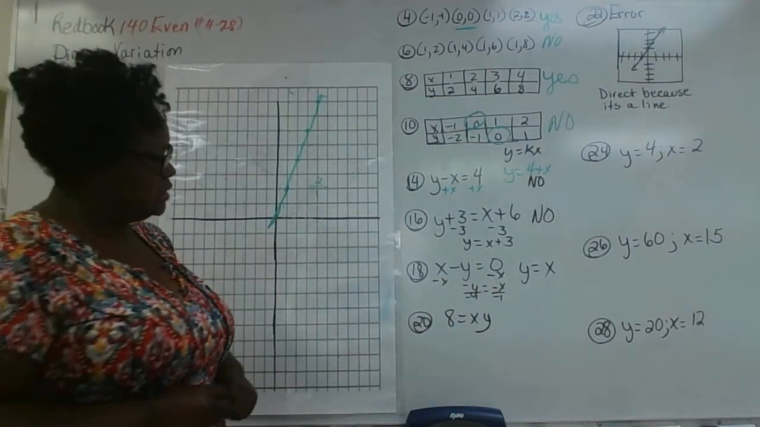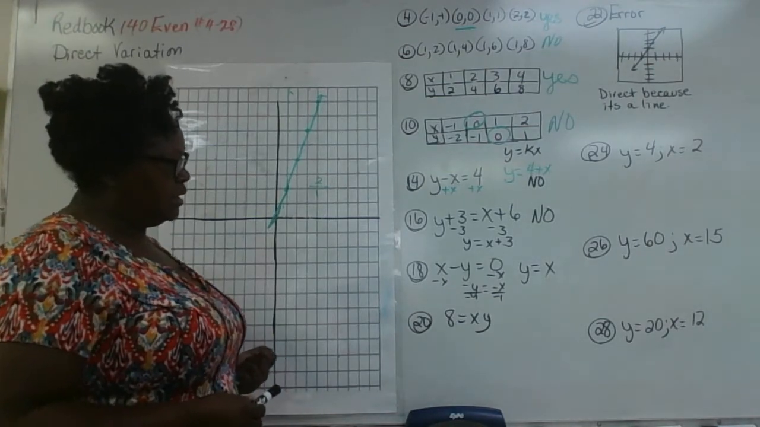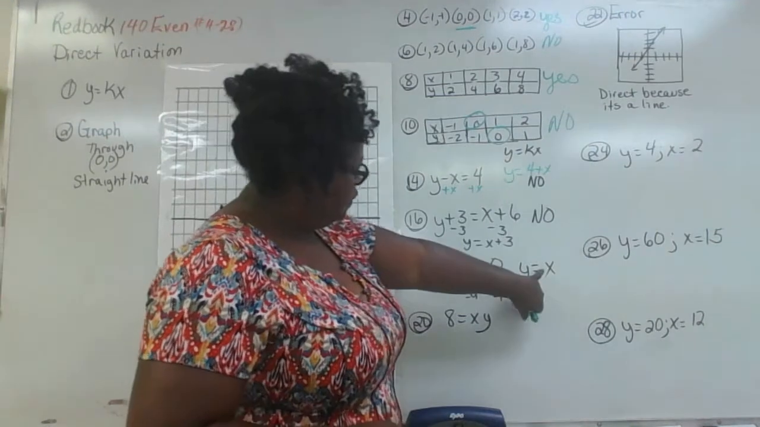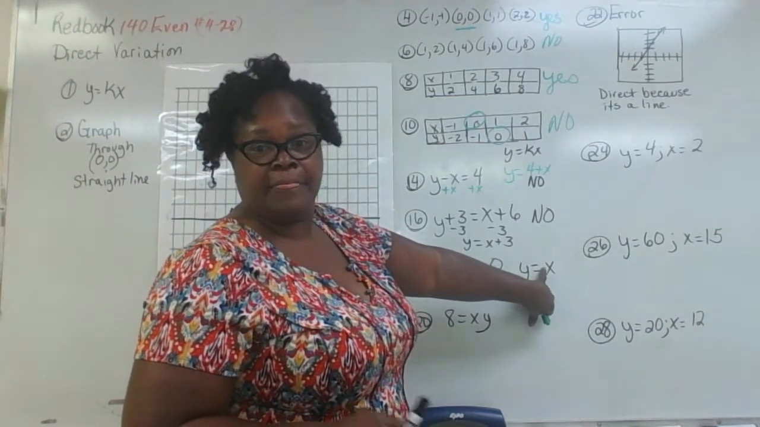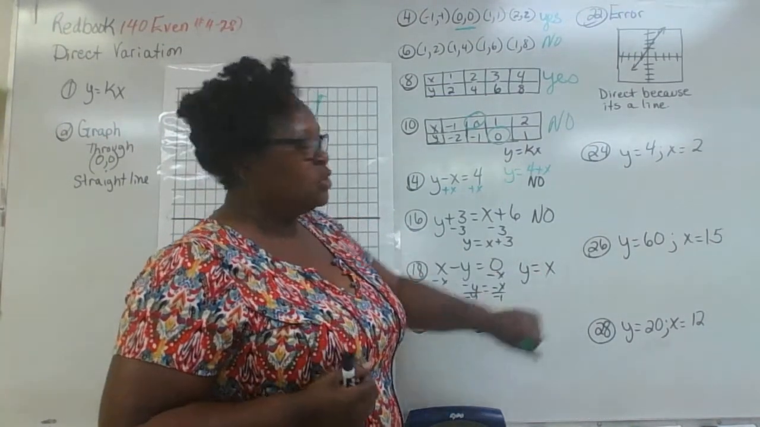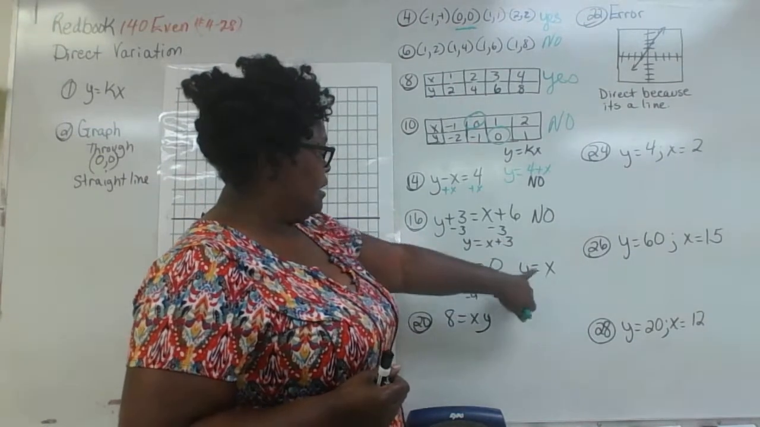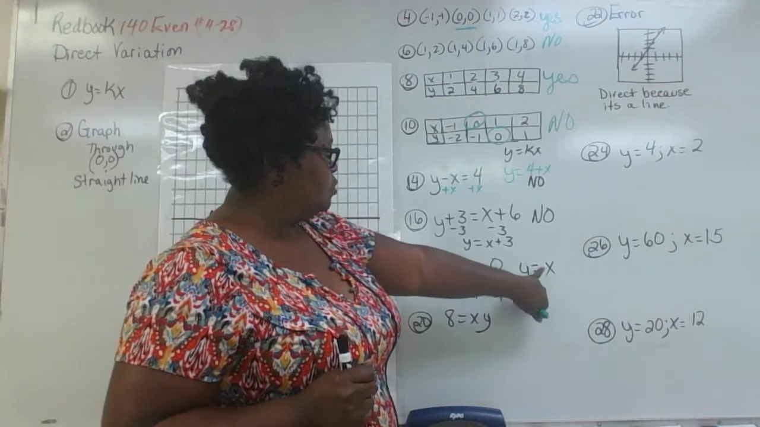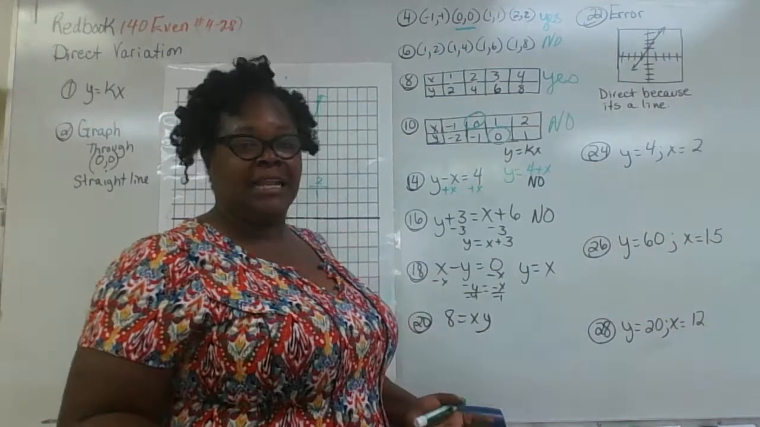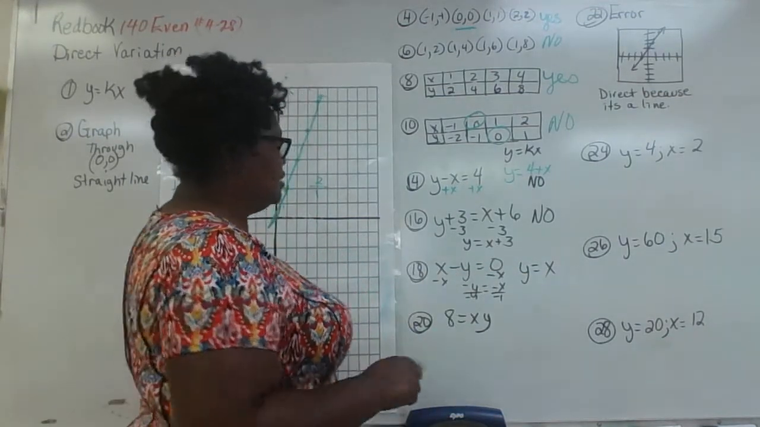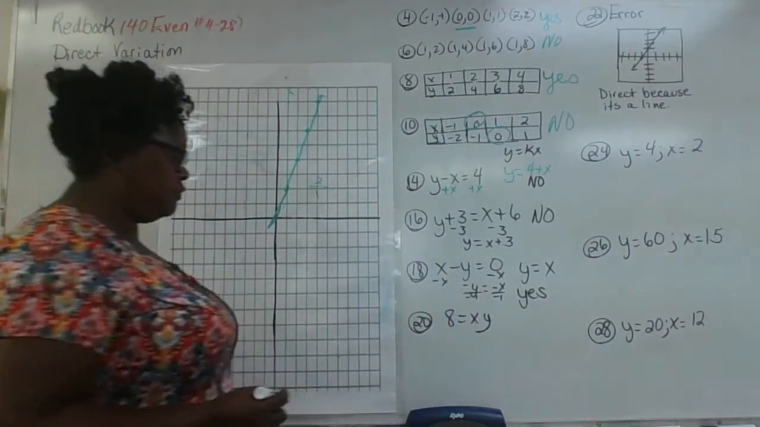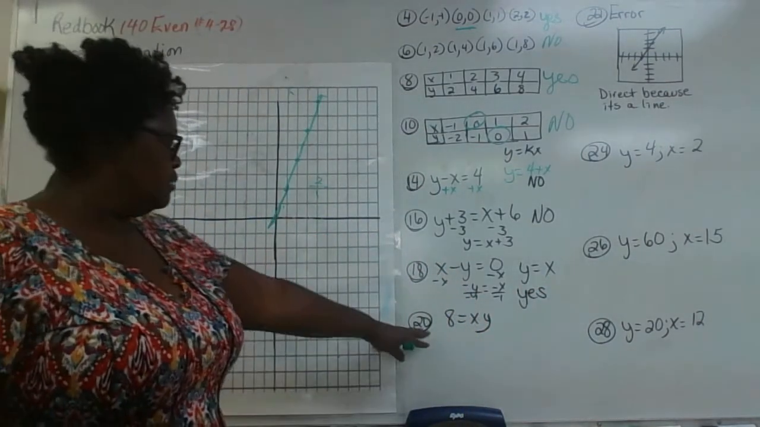So the question is, can this be written in direct variation form? Well, technically, what we have here in front of the x is a 1, right? So then, in this case, is k 0? No, k does not equal 0. K equals 1. So if that is the case, then on number 18, our answer is yes, it is in direct variation form.